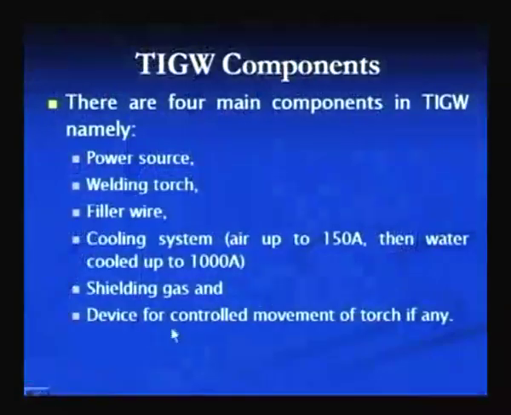So, effective shielding plays a significant role in producing successful high quality weldments, and some device may also be required to move the torch at a constant speed or at a desired speed. So, for automatic or semi-automatic welding processes, additional devices may also be used, which will help to produce weldments of good quality.